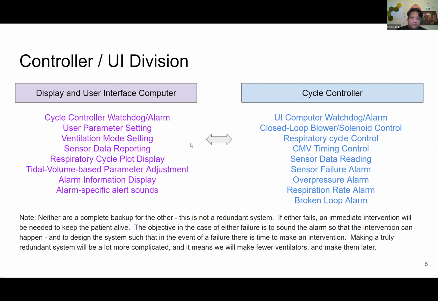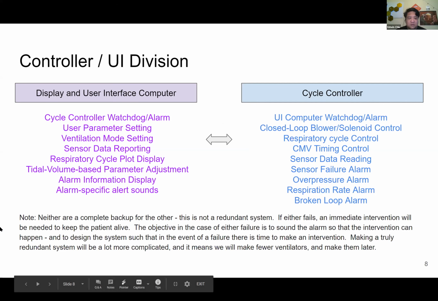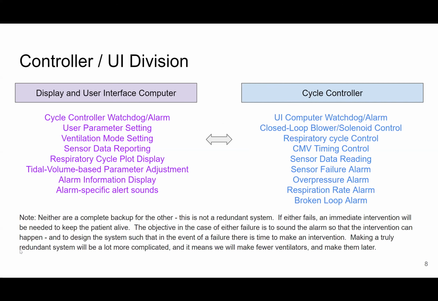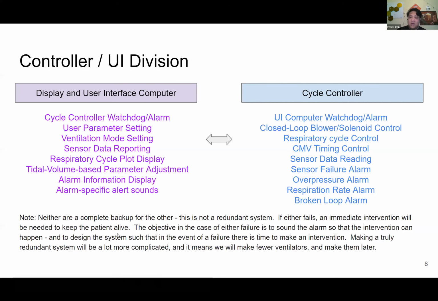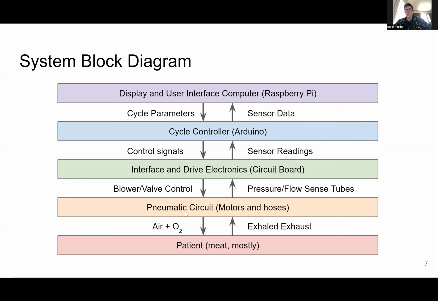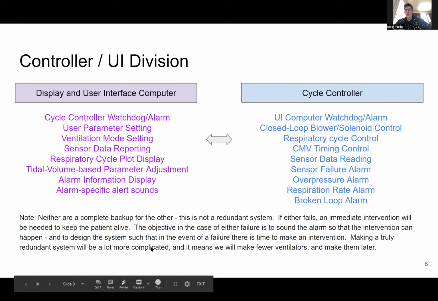So it would be possible to make a fully redundant system, something that in the event of any failure of one particular piece of hardware, the system will continue to run completely as intended. But this also makes the design a lot more complicated, and it will mean that the ventilator is more expensive, which means we can build fewer of them, and it will take us longer to make a useful ventilator. Something I'll also mention is that most ventilators are not fully fault tolerant.